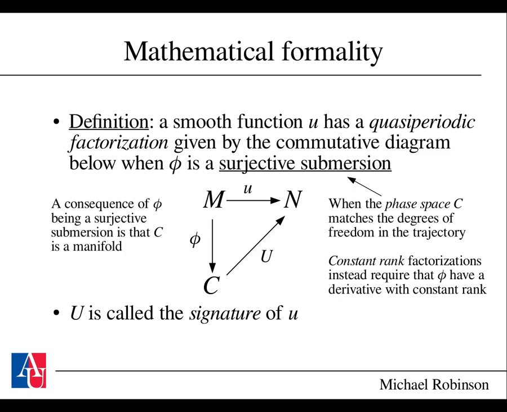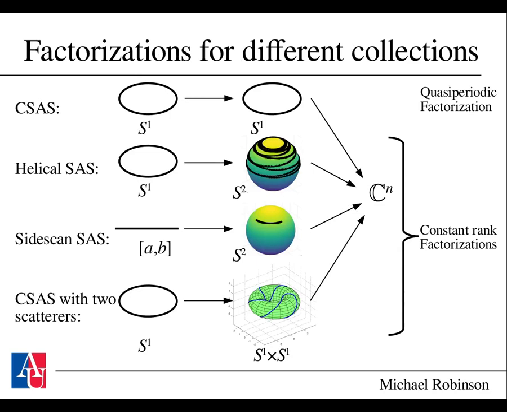I'll typically call the target function, the U, a signature, just as a shorthand. And one of the realizations is that if you look at the same target using several different methods, you'll get several different factorizations. The phi map has very different codomains depending on exactly how you're collecting your data. So circular synthetic aperture sonar is on the top. You can see that the phase space, the middle space, is a circle.